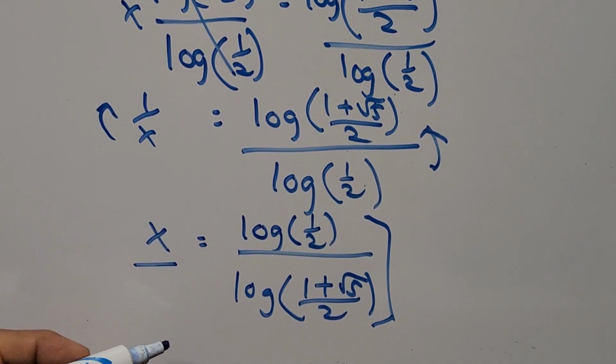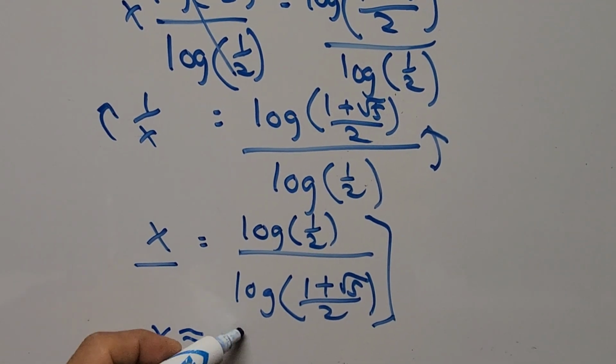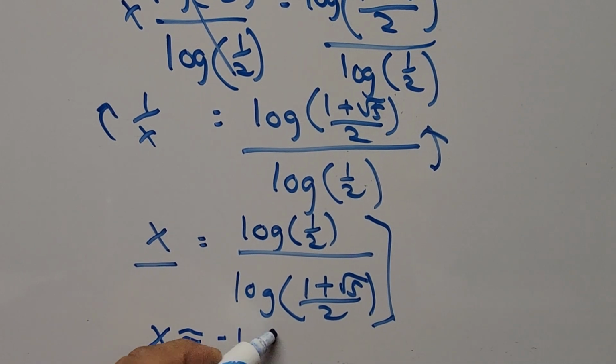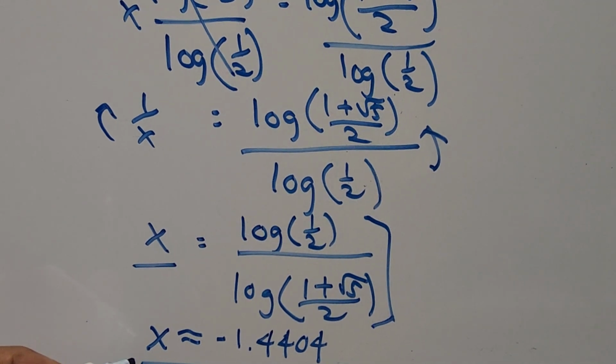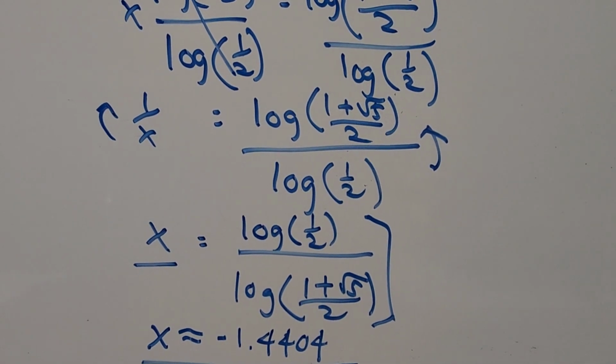And by using our calculator, the value of x is approximately equal to -1.4404, approximate value of x. And so now let's check our answer. Let's verify the value of x.